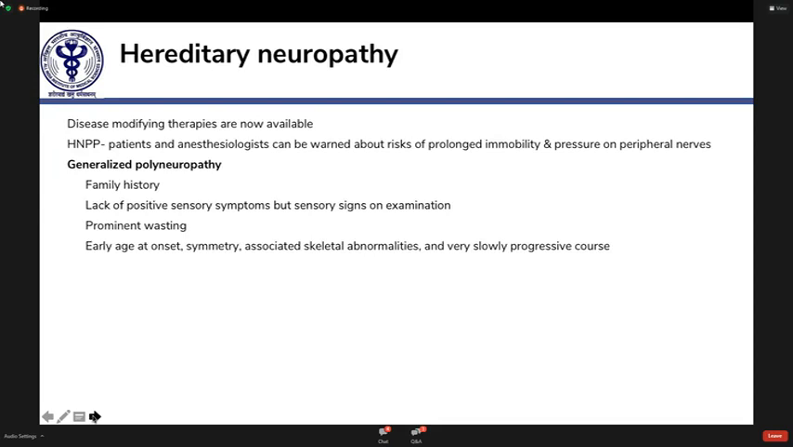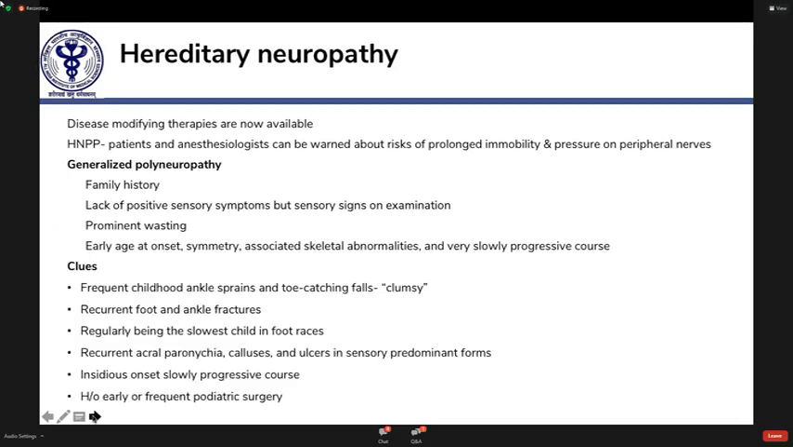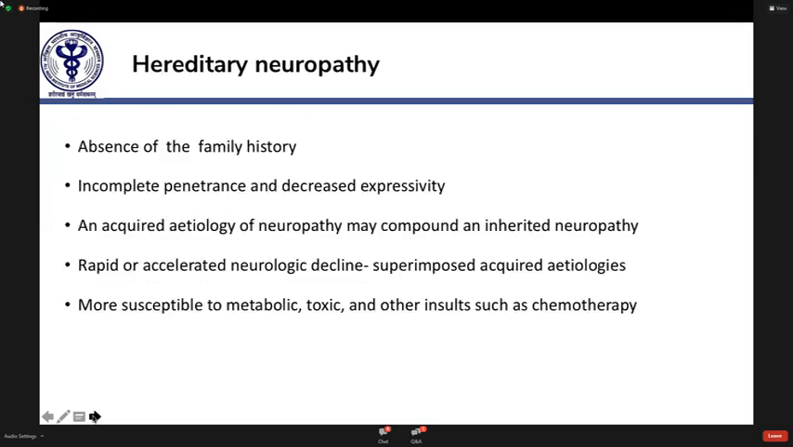So when do you suspect a hereditary neuropathy in history or examination? A generalized polyneuropathy with a family history, a lack of positive sensory symptoms but sensory signs on examination, prominent wasting, early age of onset, symmetrical involvement, associated skeletal abnormalities, and a slowly progressive course. There are exceptions to all this; this is the general rule. Other clues are frequent childhood ankle sprains, toes touching, falls, being clumsy during childhood, recurrent foot and ankle fractures, always being the slowest child, foot braces, recurrent acral paronychia, calluses, and ulcers, probably in sensory forms, insidious onset, a very slowly progressive course, and early and frequent pediatric surgeries.